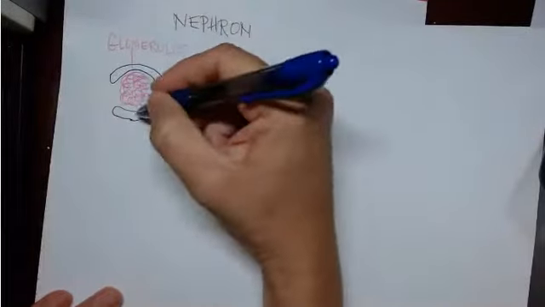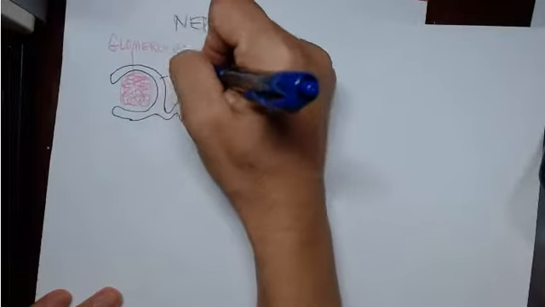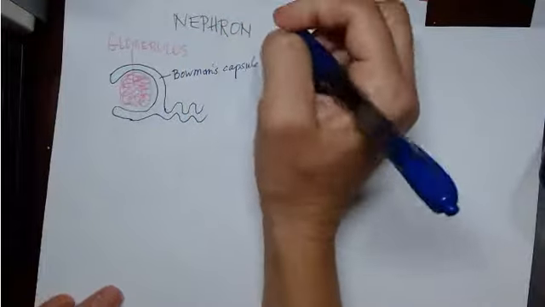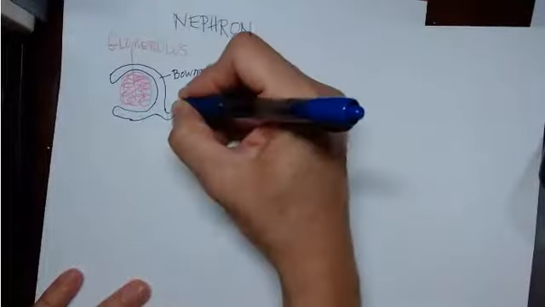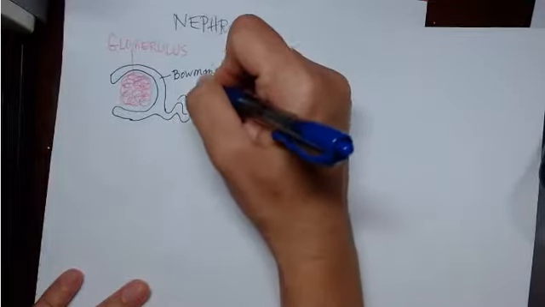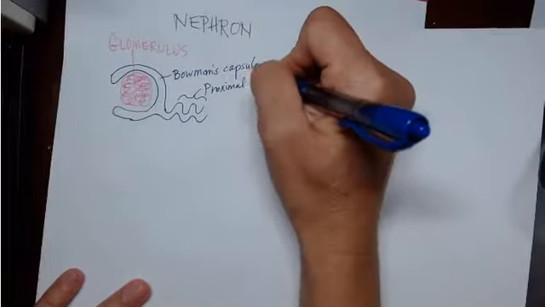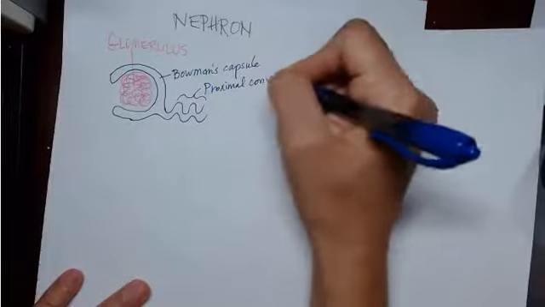Okay, this structure that is surrounding the glomerulus, which is the glomerulus capillary bed, is Bowman's capsule. Okay. Then we have this first twisty tube, which is the proximal convoluted tubule. Convoluted means twisty.